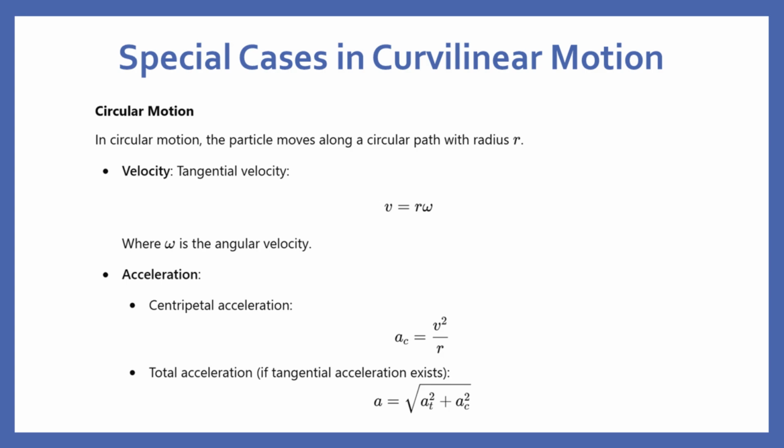For acceleration, there are two components to consider. Centripetal acceleration, which keeps the particle moving in a circular path, is given by a sub c equals v squared divided by r. If tangential acceleration exists, the total acceleration is the square root of the sum of the squares of the tangential acceleration and the centripetal acceleration, expressed as a equals the square root of a sub t squared plus a sub c squared.